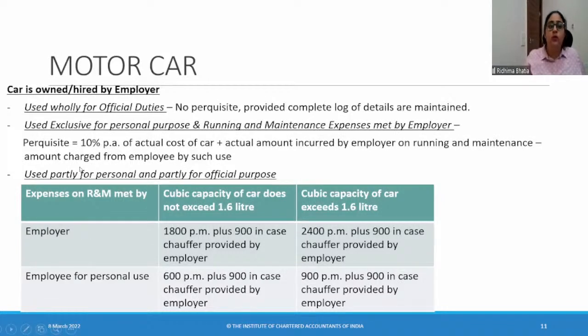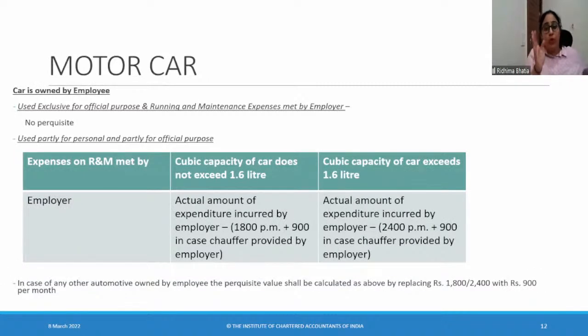Car owned by employer, expenses borne by employee, but used for both personal and partly official purposes, then 600 per month or 900 per month. एक तरीके से you're just calculating car का value scale. Okay. Then car owned by employee.